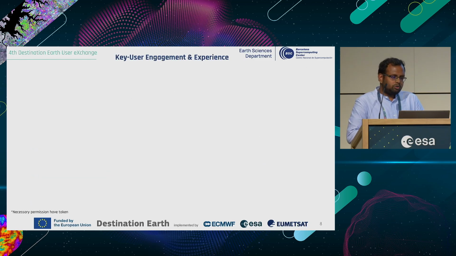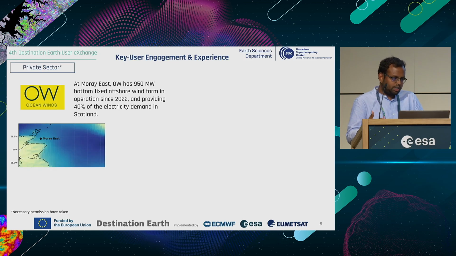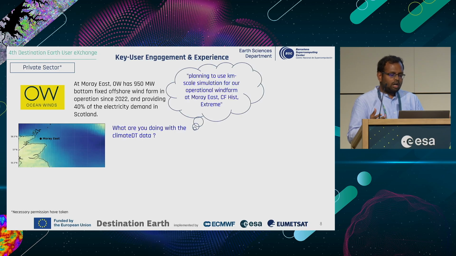So now coming to our key user specific engagement, we have one key user. That is Ocean Wind. They have an operational offshore wind farm at the Moray East region. And for them, we are doing a user story, and we ask many questions. Some of the key questions we asked: what are they doing with the climate DT? And they are saying that they are planning to use this kilometer scale simulation for operation of wind farms in their regions, and they are much more interested in the capacity factor histogram, extreme events and all these things.